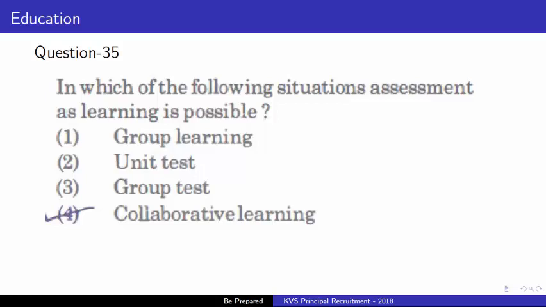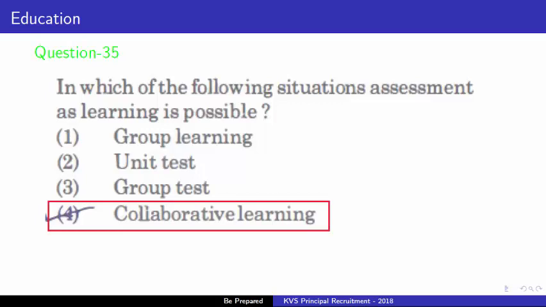Collaborative learning is the educational approach of using groups to enhance learning through working together. In collaborative learning, two or more learners work together to solve problems, to complete tasks or learn new concepts. So the right answer is option 4, that is collaborative learning.